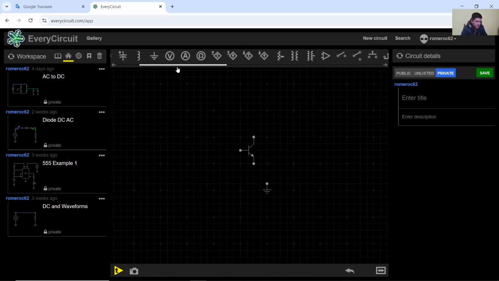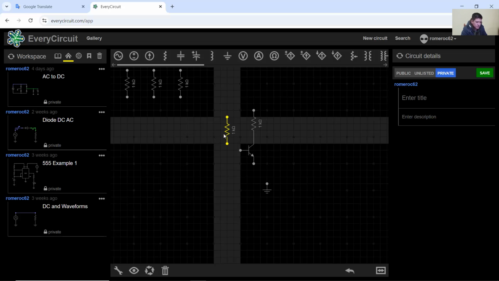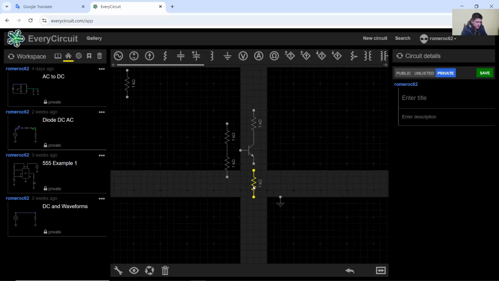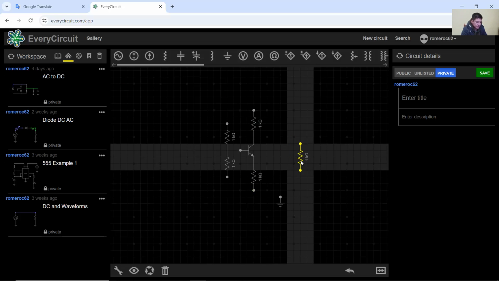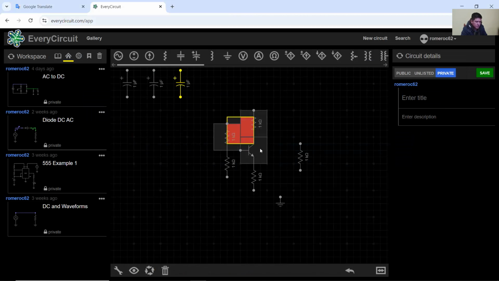Now go back to resistors, 5 resistors, click, okay, 5 resistors, and place the resistors just like this. And 3 polarized capacitors, 1, 2, and 3. Okay.